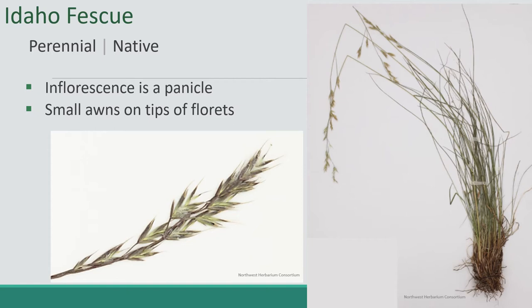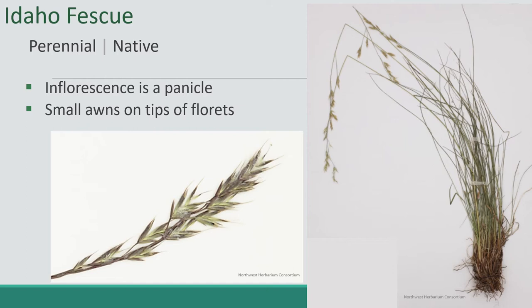This is a panicle. The definition of a panicle, again, is a branching branch. So you'll see that the spikelet will come off of the main stem, and it will come off on its own little branch, and often that branch will branch into other branches. So it'll come out, and then you might have two or more spikelets on one panicle branch.